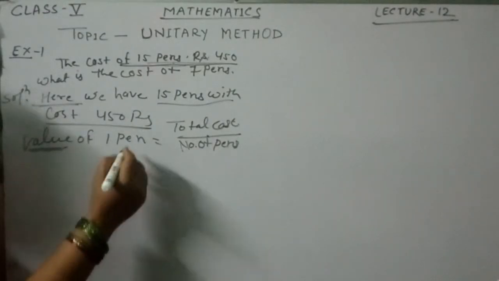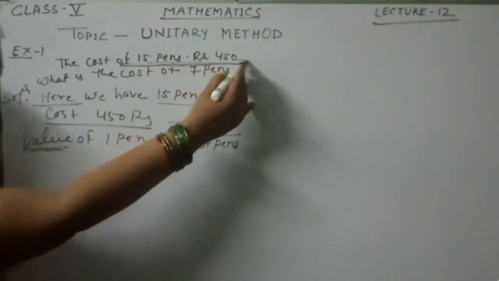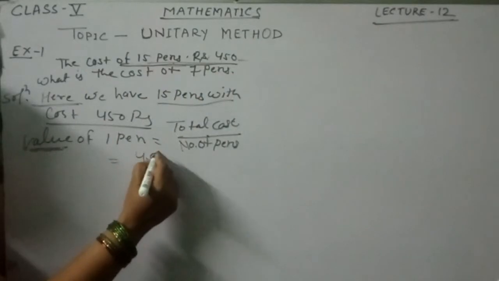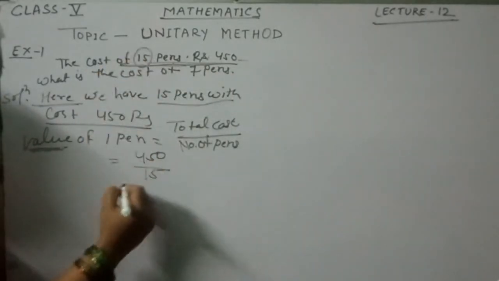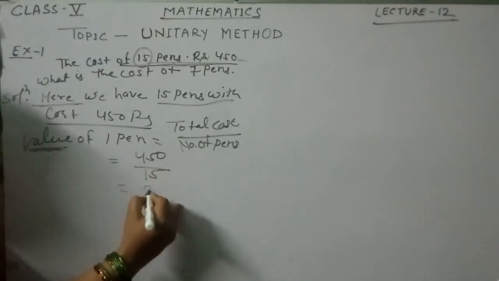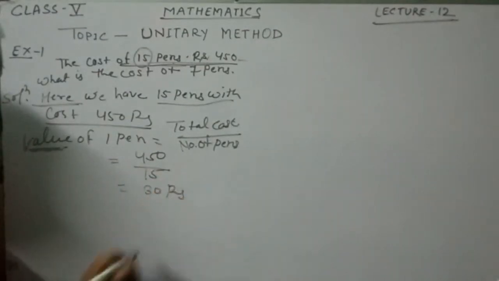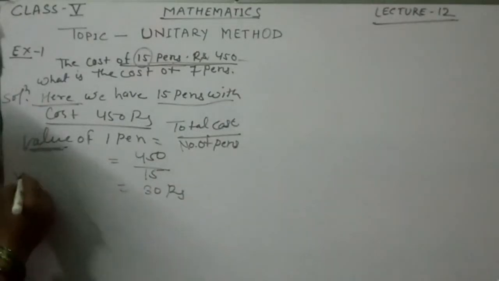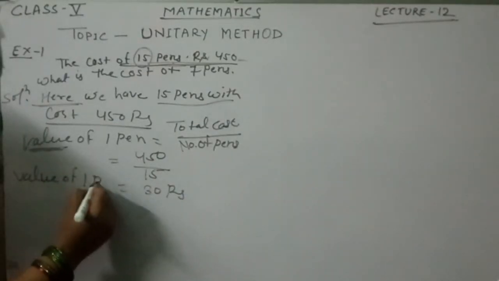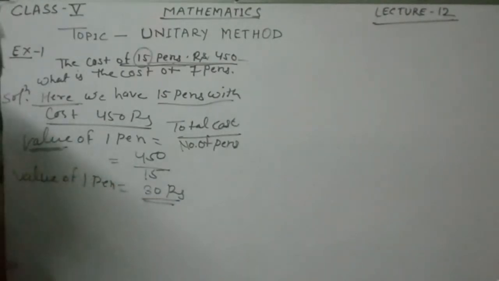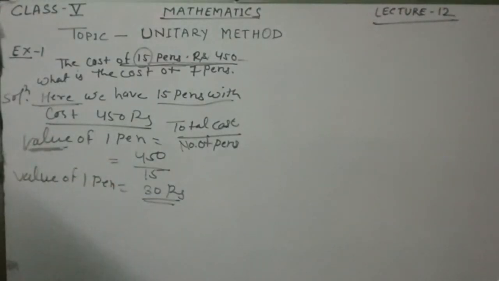So what is the total cost here? Total cost is 450 and the number of pens is 15. Divide: 15 threes are 45, so 30 rupees. That means the cost of 1 pen, or value of 1 pen, is 30 rupees. Now we have the value of 1 pen, that is 30 rupees.